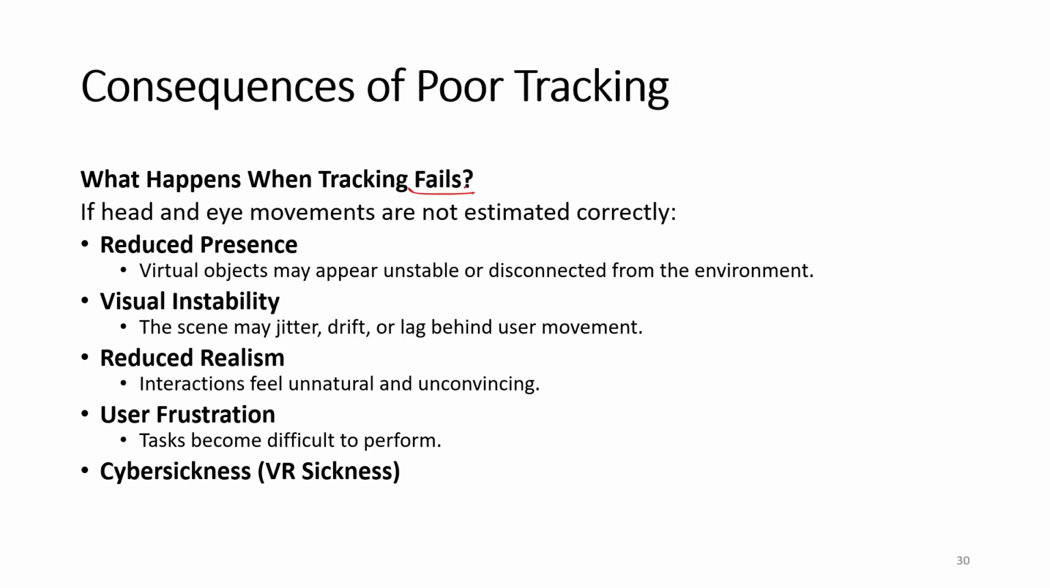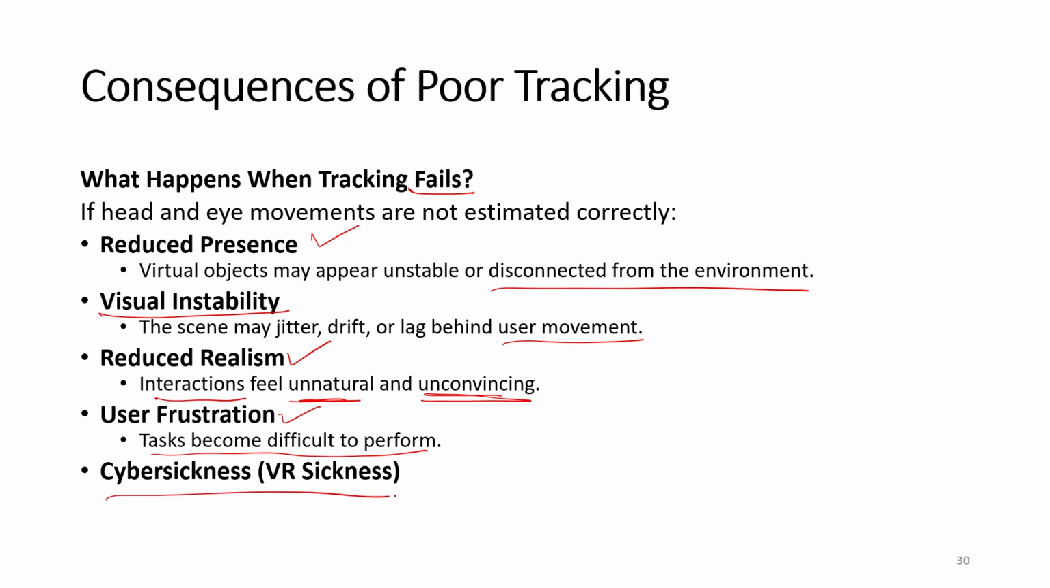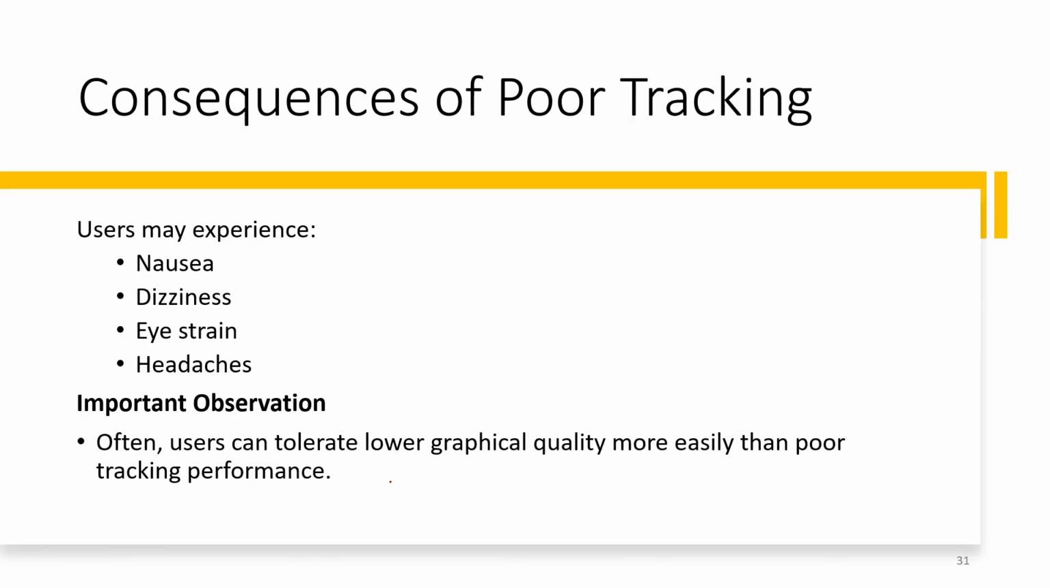If head and eye movements are not estimated correctly, you will have reduced presence, which means that virtual objects may appear unstable or disconnected from the environment. You may also experience visual instability, that is, the scene may jitter, drift or lag behind user movement. You may also experience reduced realism, which means that the interactions feel unnatural and unconvincing. The user may experience frustration and tasks may become difficult to perform. It can also lead to cyber sickness and VR associated sickness. Users may experience different kinds of sickness such as nausea, dizziness, eye strain and headaches.